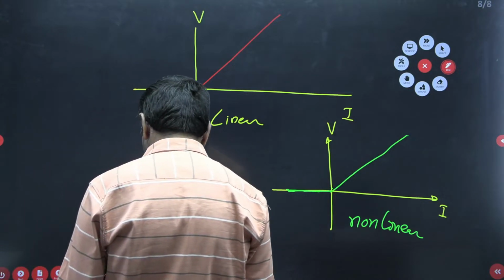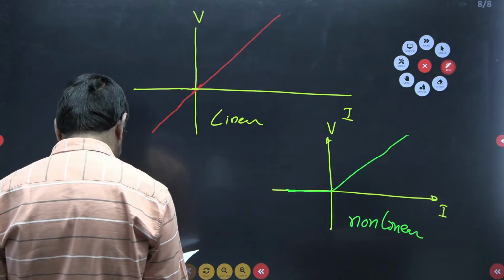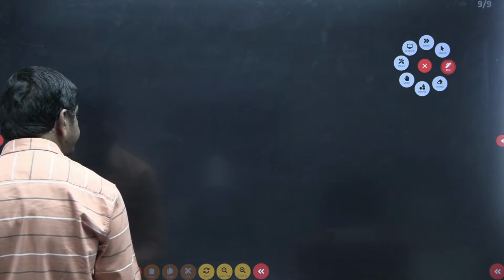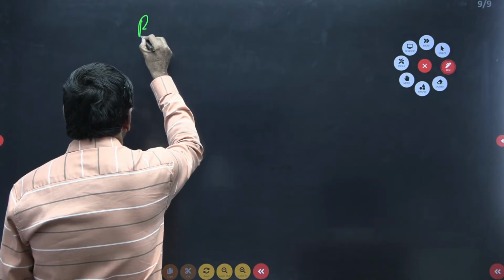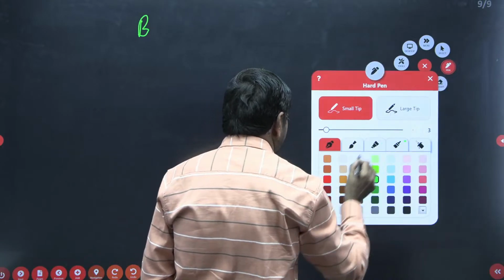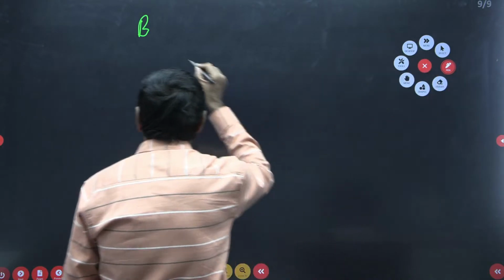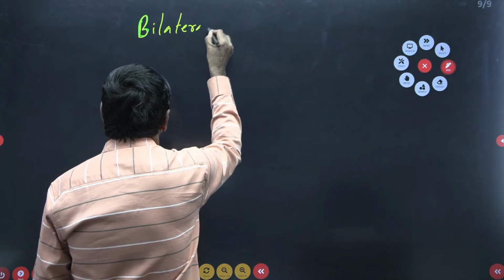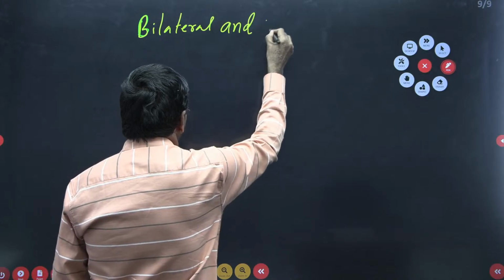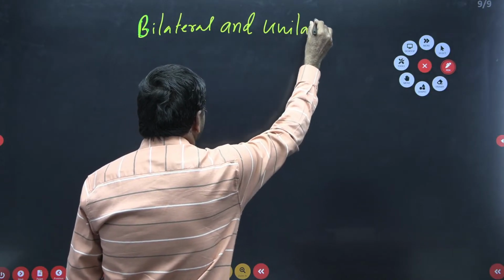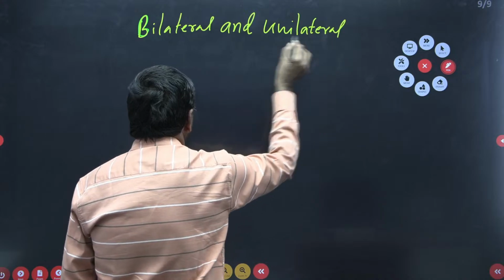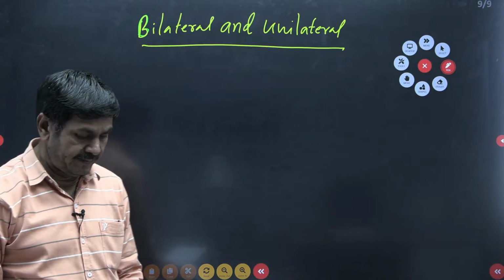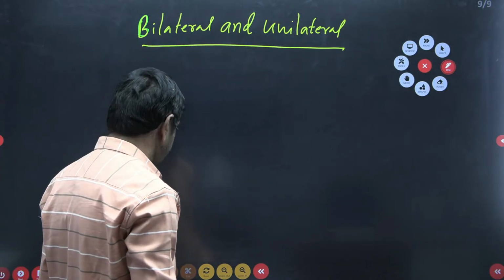The next one I want to give is bilateral and unilateral elements. When can we say it is bilateral, and when can we say unilateral elements? First I will give the statement, then after I will explain.